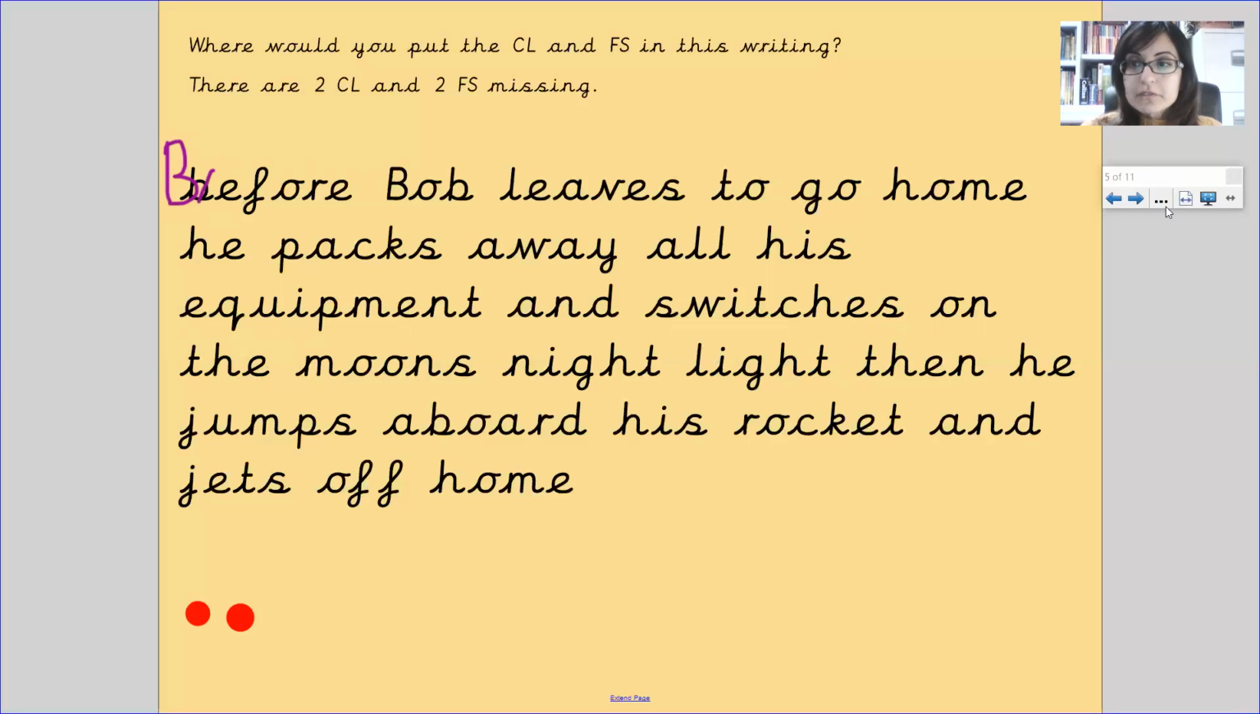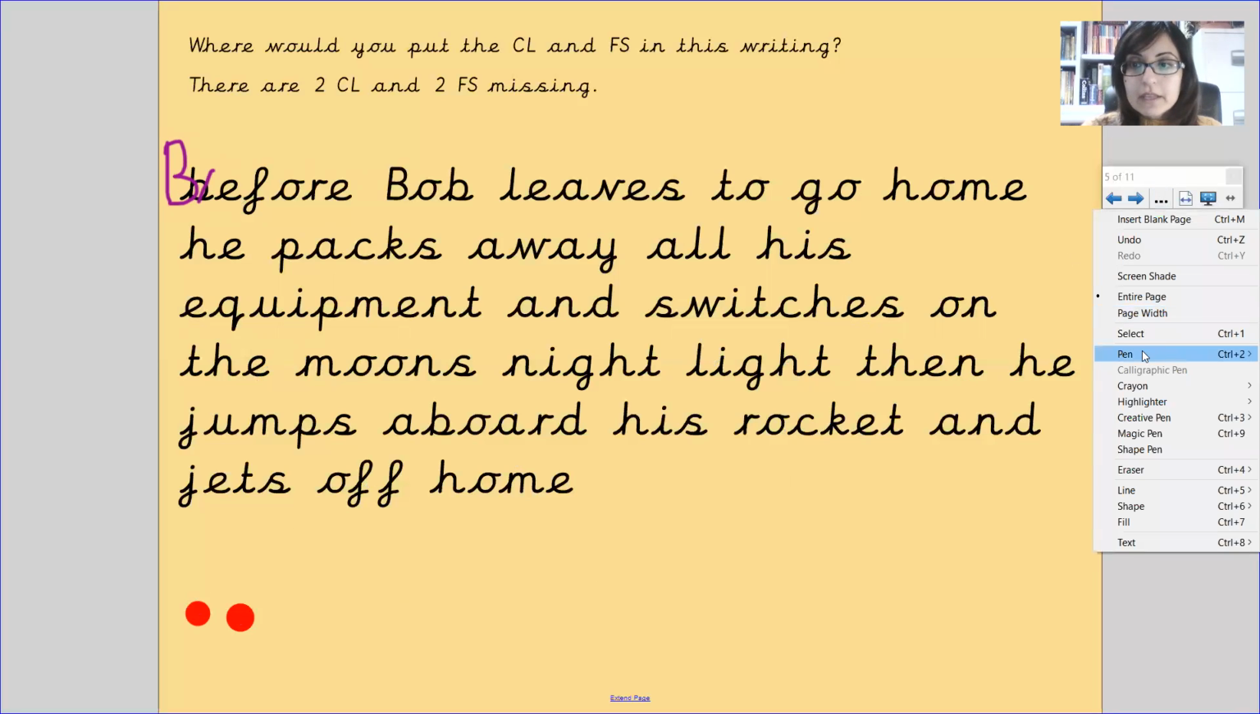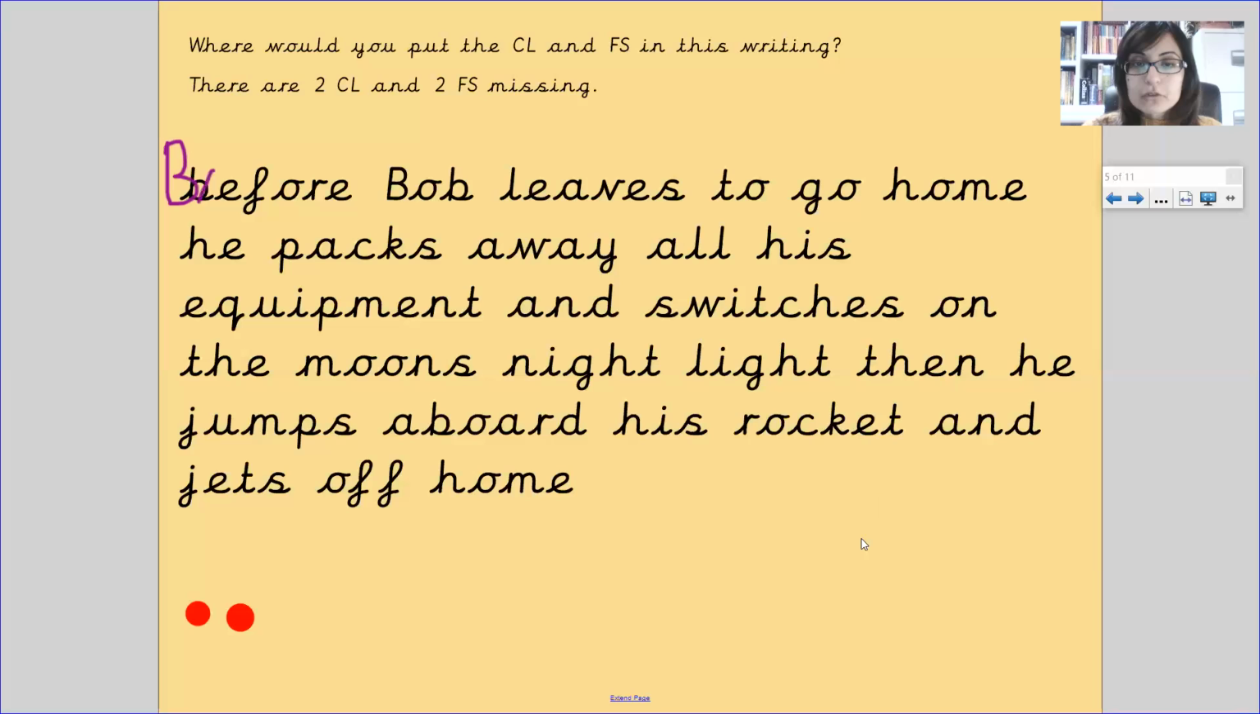Now, I want you to pause the video and have a little think here. You can talk to your teddy or you can put your thinking brain on and think, where are we going to put the first full stop? And remember what we spoke about, that before Bob goes home, he packs away his equipment and he turns on the light. So he needs to do those things before he can go home. And when he goes on his rocket, that's the second idea.